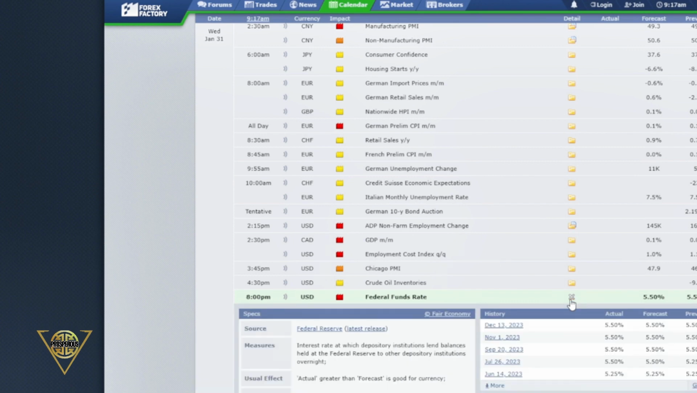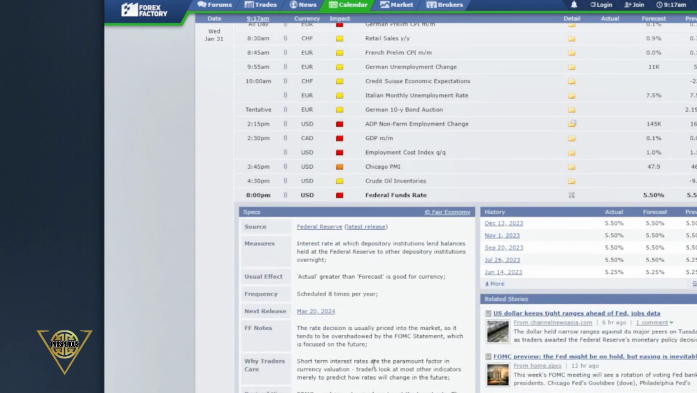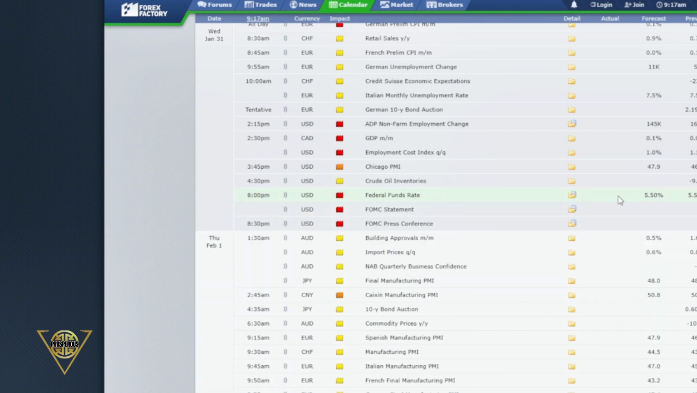So let's look at these and read quickly. Actual rate and forecast is good for currency. The rate decision is usually priced into markets, so it tends to be overshadowed by the FOMC statement, which is focused on the future. Exactly, perfect. Okay, so here we will see the rates come out, and we see if they increase it or they decrease it. It's expected to stay the same, but this is, like they say, mostly priced into the market. This is what I'm always saying: buy the rumors, sell the news. So mostly this is already priced in with the rumors, all right?